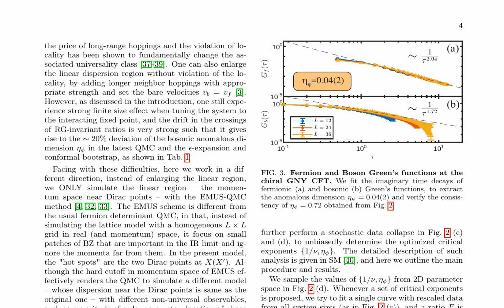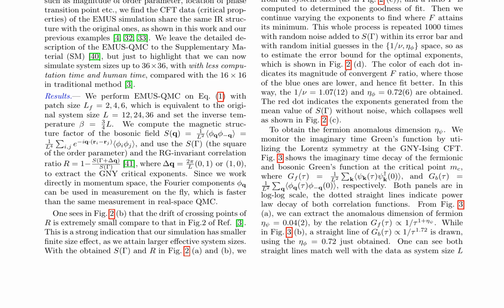Furthermore, the authors calculate the fermion anomalous dimension, eta, by monitoring the imaginary time Green's function, as shown in Figure 3. The result yields eta equals 0.04(2), which is consistent with the expected value. The authors also verify the consistency of eta equals 0.72 obtained from the data collapse. The EMUS QMC method is shown to effectively reduce the finite size effect, allowing for the simulation of larger system sizes with less computational time. The authors conclude that the EMUS QMC method is a powerful tool for studying critical behavior in interacting fermion systems.